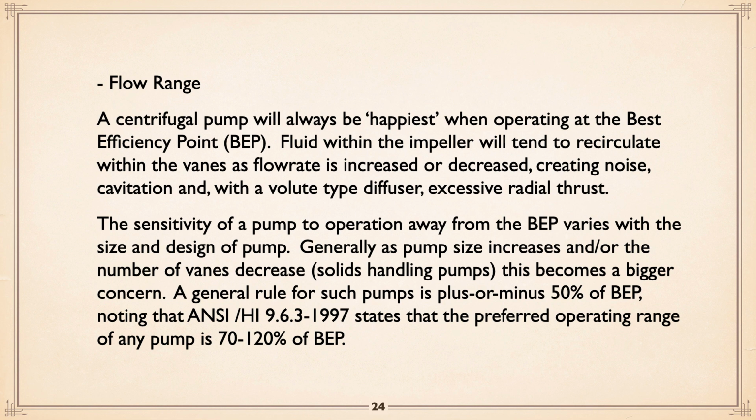The sensitivity of a pump to operating conditions depends on the size. As pumps get bigger and the number of vanes decreases, like sewage pumps, which are notoriously bad for this, it becomes a bigger concern. In other words, you're more limited on how far you can operate away from BEP. The general rule is plus or minus 50% of BEP for sewage pumps and large pumps. ANSI says the preferred operating range is 70 to 120%.